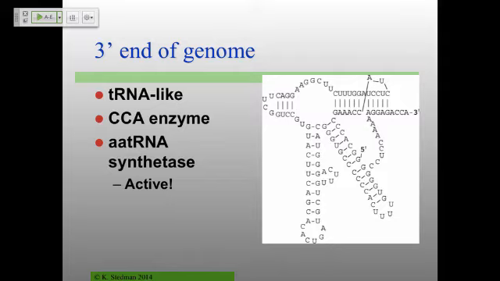So the CCA enzyme, which adds CCA to the 3' end of most of the tRNAs, will recognize this and add usually just an A residue, but sometimes all of CCA. It depends again on the plant virus.